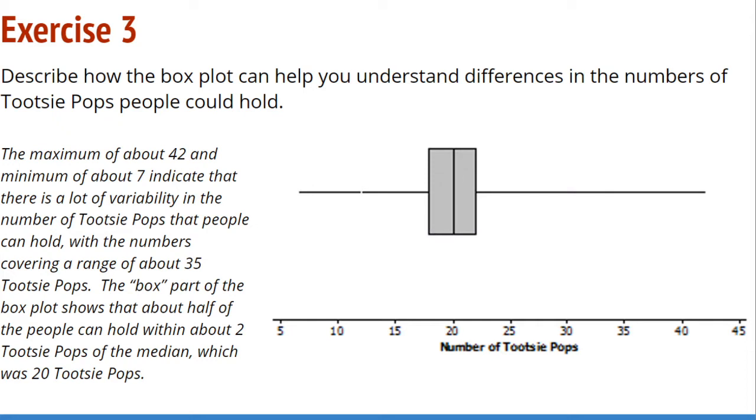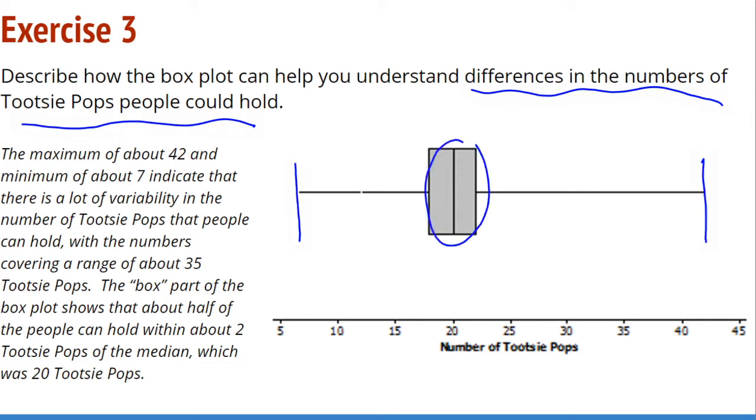So just looking at the box plot, I can already see the differences in the numbers of Tootsie Pops. I can say, yes, there is a huge range, but I can say half the people fit into this little small area in the middle.